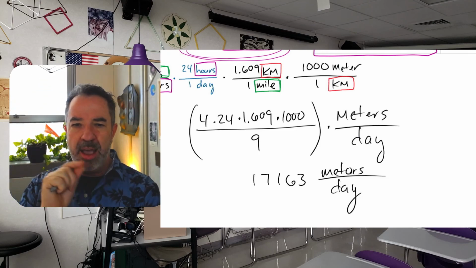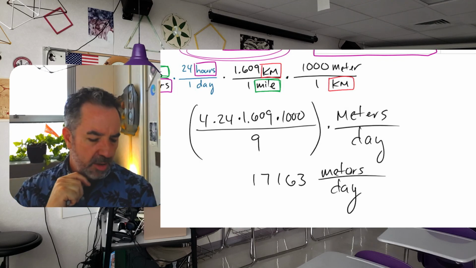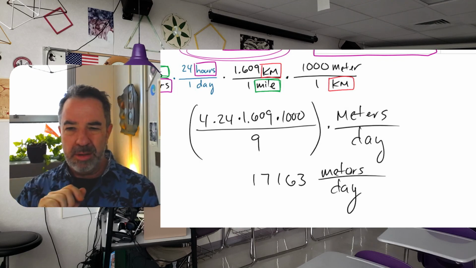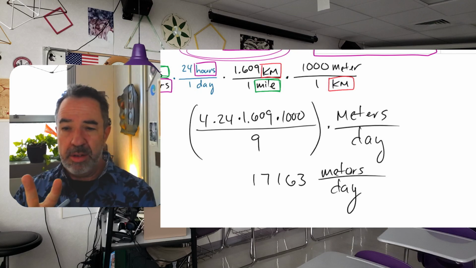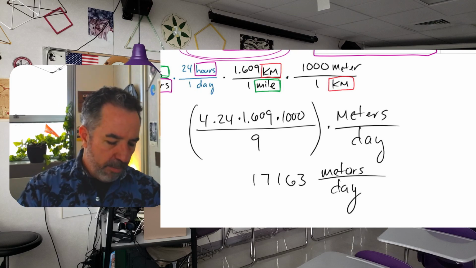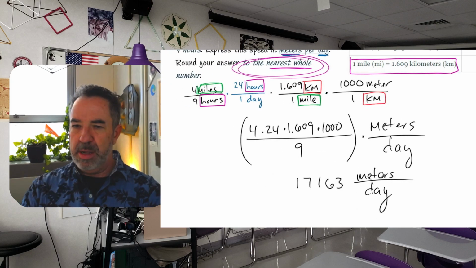Well, I hope you found that useful. This is one of the problems where you have to deal with both time and another one of the dimensions. Some of the problems you just have to deal with either the units of the numerator or the units of the denominator. This one you have to do both. We had to get our miles expressed as meters, and we had to get our hours expressed as days.